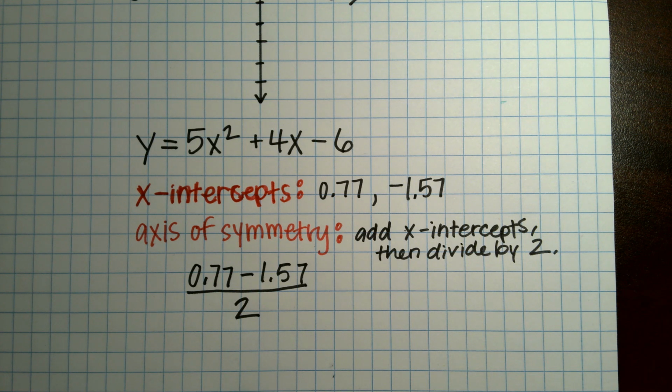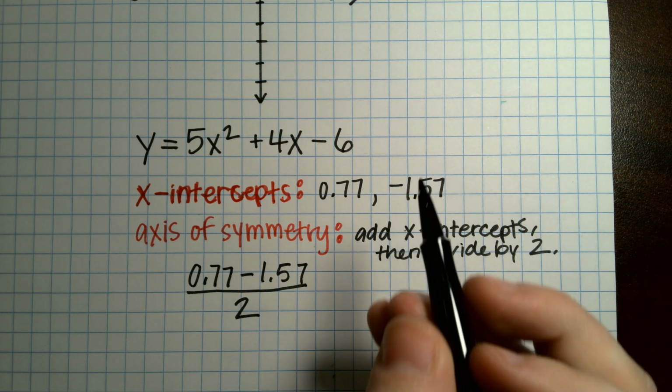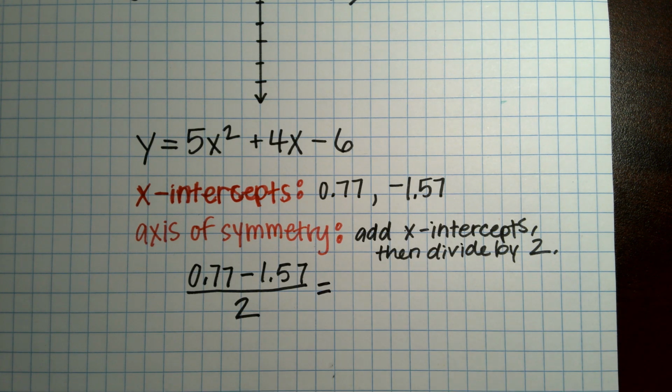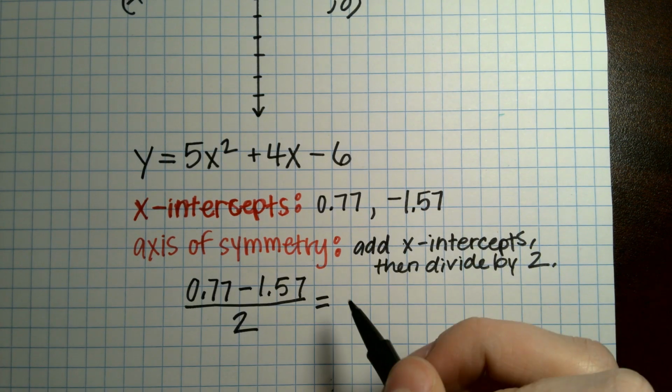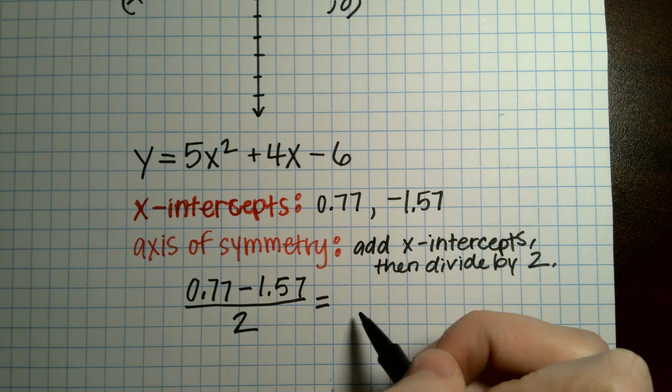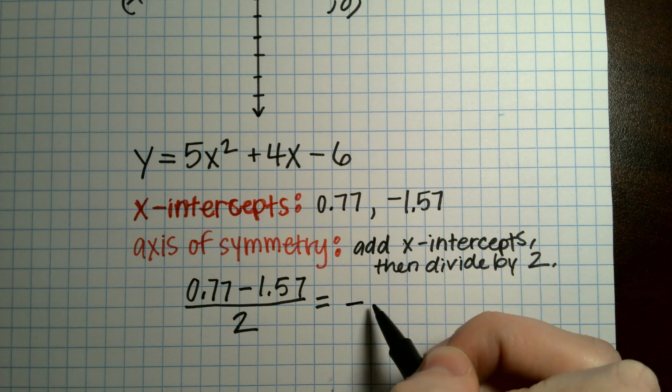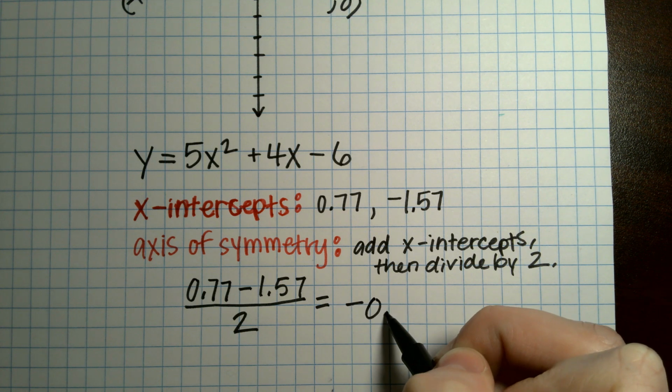Now remember, don't do it all in one line. Make sure you do your top and then divide by 2. Go ahead. That's it. Negative 0.4. Good. Okay, so our axis of symmetry is going to be negative 0.4.